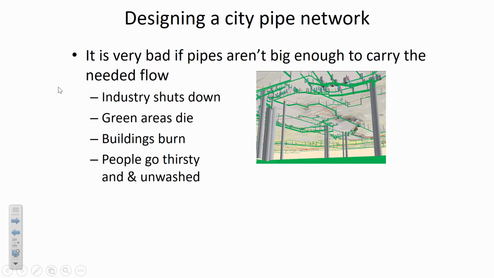Now, if the pipes aren't big enough and you can't deliver enough water, then it has economic, it has health implications. People get very angry, and so there can be social effects as well. Buildings can catch on fire if there isn't adequate water to put out the fires. So it's really important that the pipe network not fail, but then at the same time you're trying to balance the need to optimize.